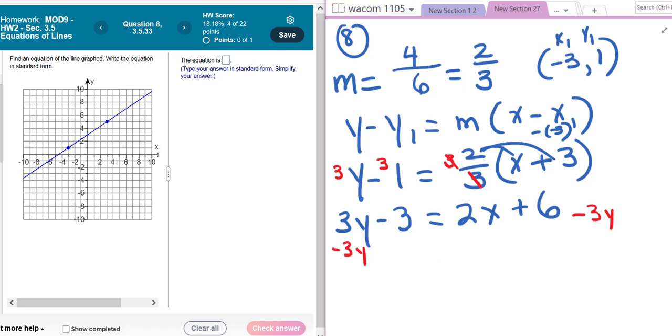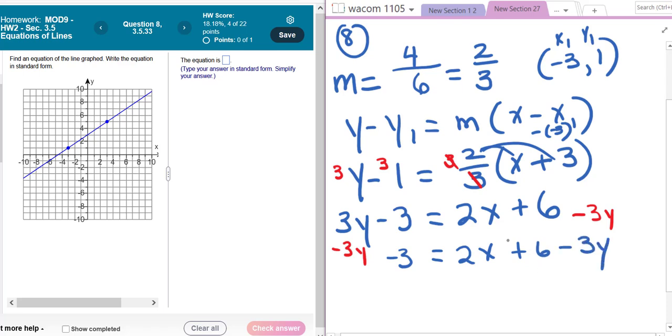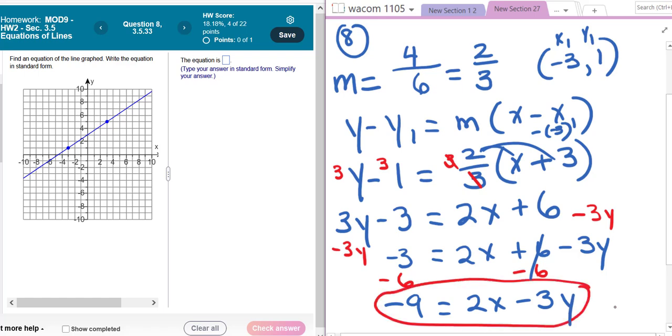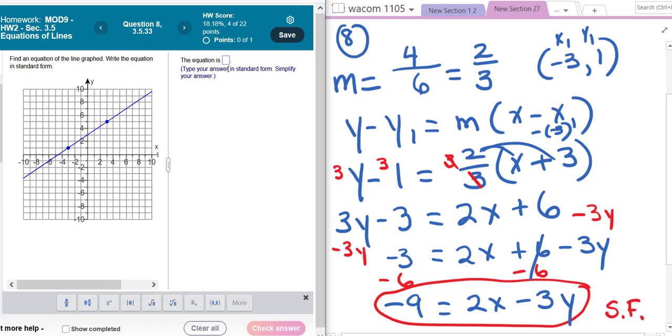You know what? I'm going to take an extra line to do that. So I have 2x plus 6 minus 3y. So the only thing left to get off now is the 6. So I'm going to subtract the 6. So negative 9 equals 2x minus 3y. This is in standard form. And I will call that SF. So when I enter it, I'm going to put 2x minus 3y equals negative 9. It should not really matter.